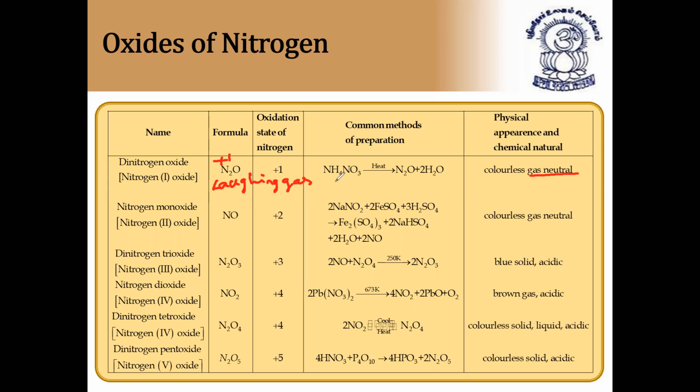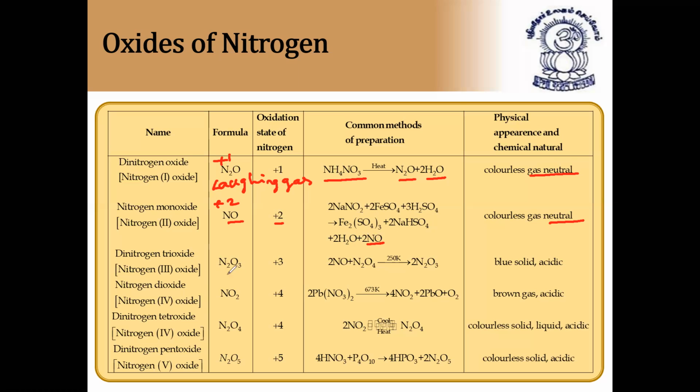And how is it obtained? By heating ammonium nitrate strongly, it forms nitrous oxide along with water. So this is the reaction. Next, nitrogen monoxide, NO. The oxidation state of nitrogen is +2, and it is also a colorless and neutral gas. It is formed by sodium nitrite reacting with FeSO4 plus sulfuric acid. It forms Fe2(SO4)3, NaHSO4, that is sodium bisulfate, along with water and nitrogen monoxide.